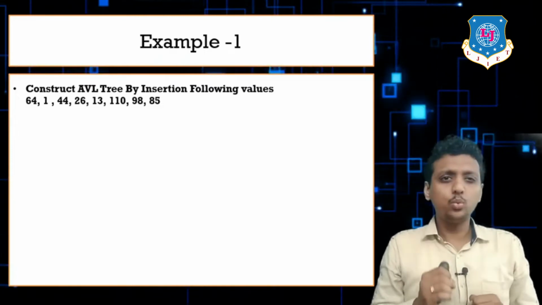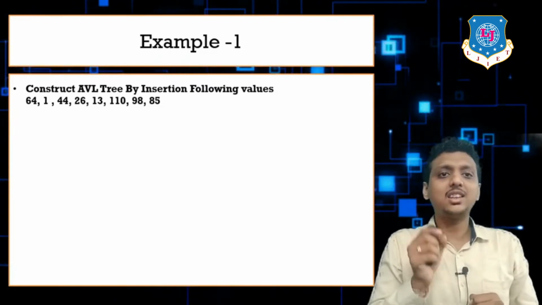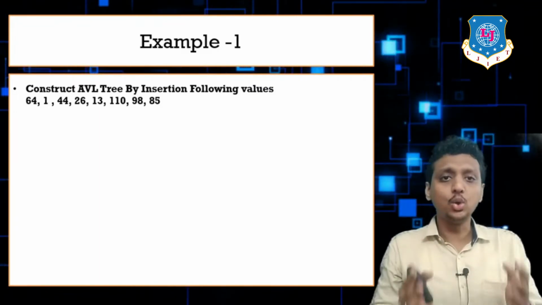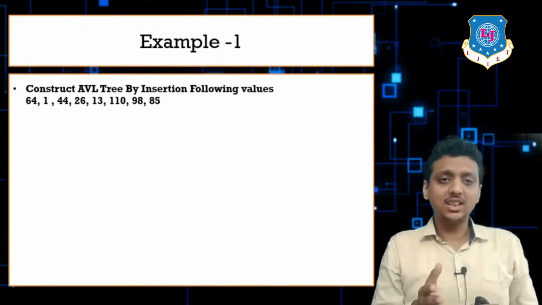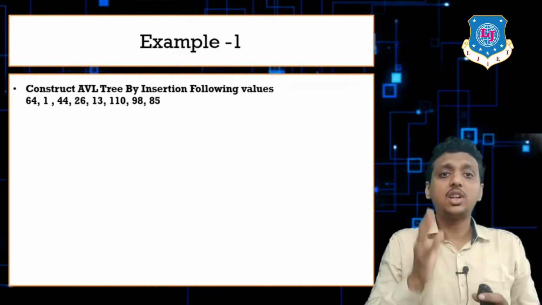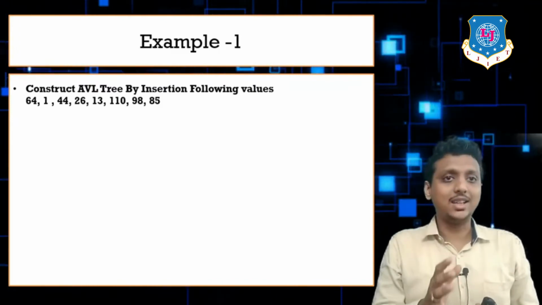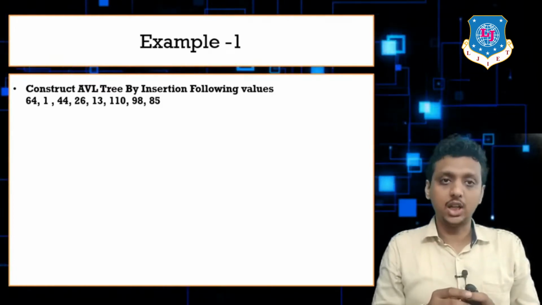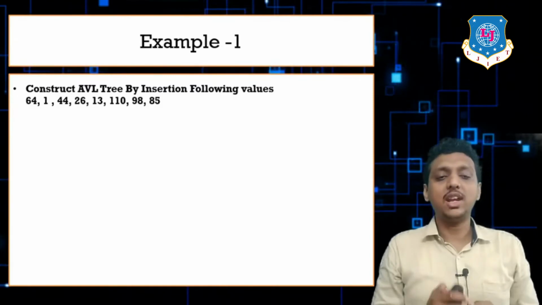Sir, how can we construct it? Just take the values and put them according to the binary search tree rules. After inserting a value, if your tree is violating a rule, then apply the rotations according to the method of AVL tree. Fine, so let's begin.